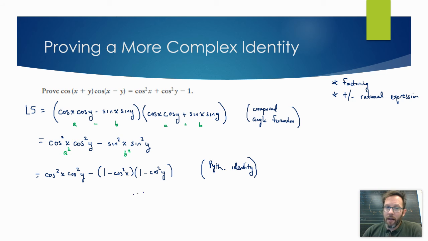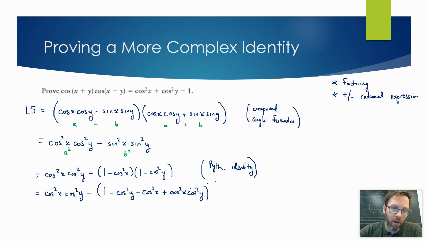And now let's expand and clean this up a little bit and see what we get. So we have cos squared x, cos squared y, minus, so we're going to have 1 times 1. We're going to have minus cos squared y. We're going to have minus cos squared x. And we'll have minus times minus. We'll have plus cos squared x cosine squared y.